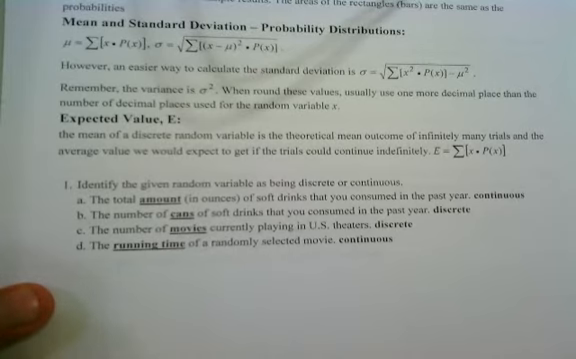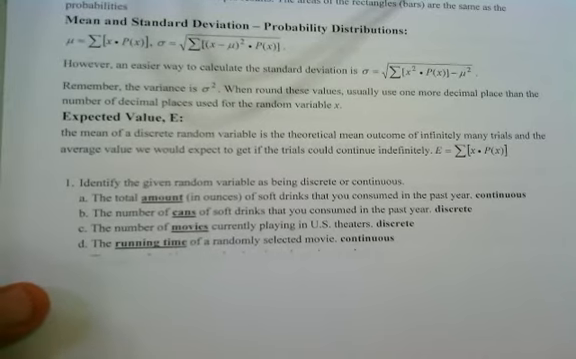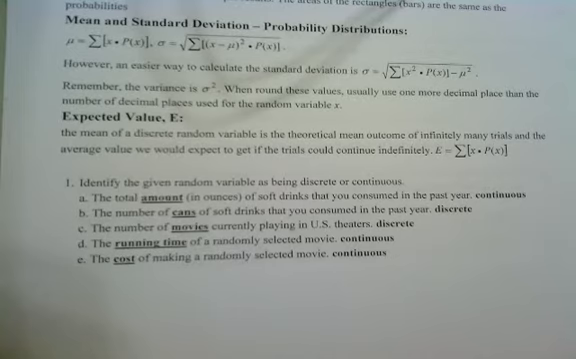The running time of a randomly selected movie. Now, they generally print those when you buy a DVD or something, but that's still an approximation, usually rounded to the nearest minute. You could go to the second, you could go to the microsecond, and so that makes it a measurement and a continuous random variable.